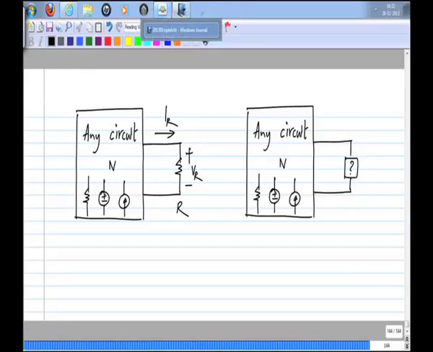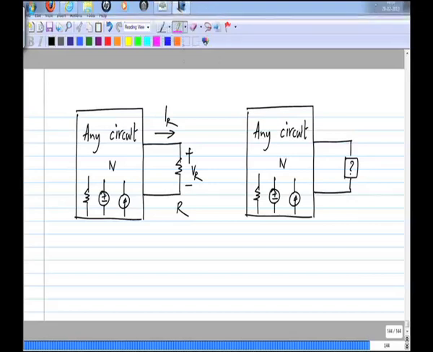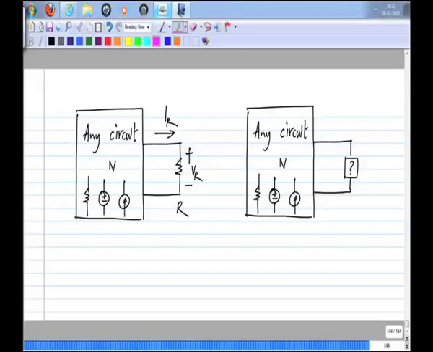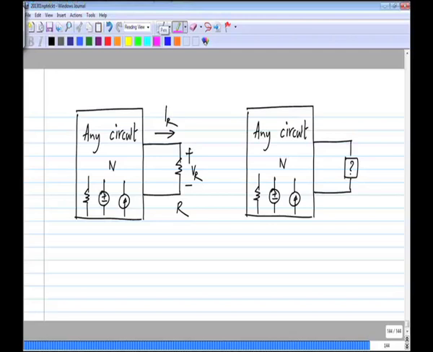So can I replace the resistor with something else without changing any of the branch voltages or branch currents in the circuit N? So please try to answer this. I am not getting any responses.